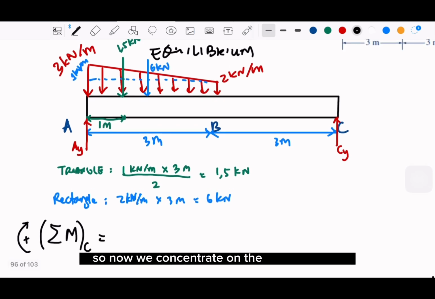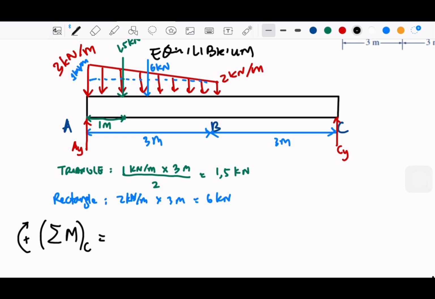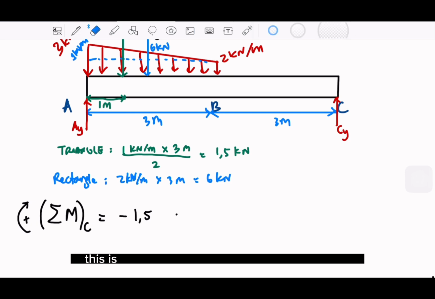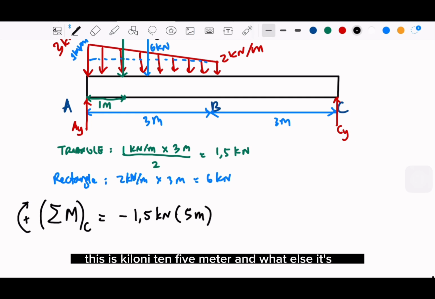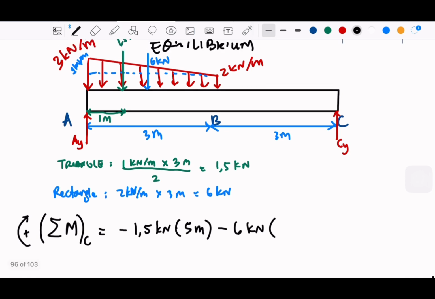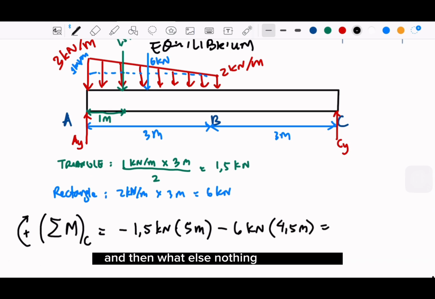So now we concentrate on the 1.5. 1.5. It's 5, right? Negative 5. This is kilonewton, 5 meter. And what else? It's 6. That will be what? 4.5, right? And then what else? Nothing, right? So 0.